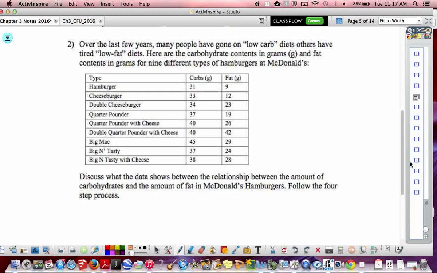It says, over the last few years, many people have gone on low-carb diets. Others have tried low-fat diets. Here are the carbohydrate contents in grams and fat contents in grams for 9 different types of hamburgers at McDonald's. It says, discuss what the data shows between the amount of carbs and the amount of fat in McDonald's hamburgers. Follow the 4-step process. So we have to do the 4-step process here. So that's the state.